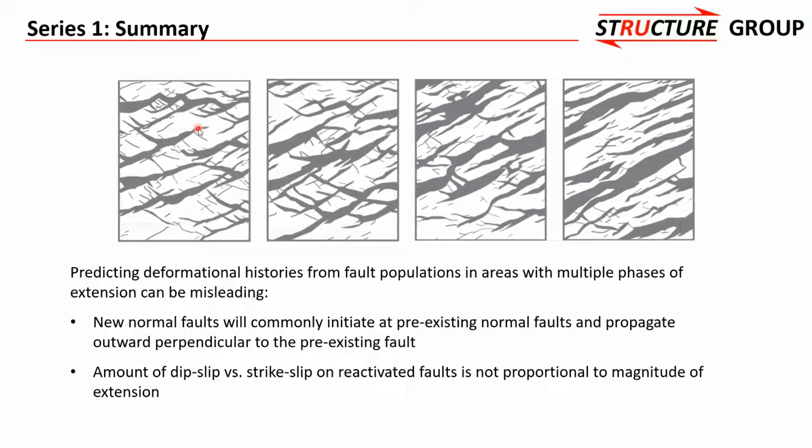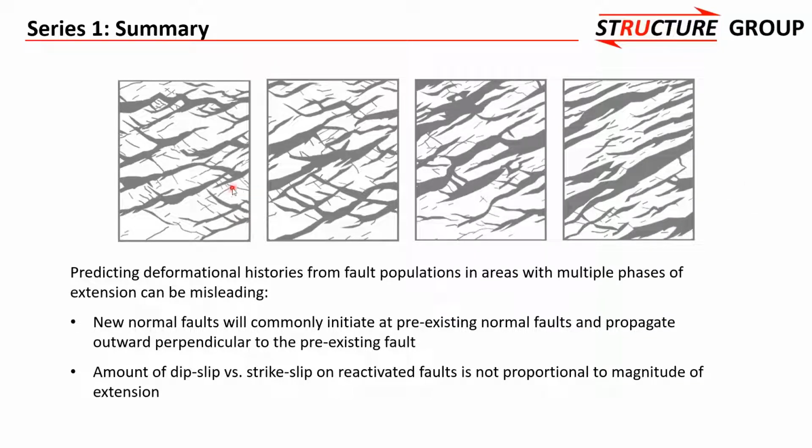What the models show is that new normal faults will commonly initiate at pre-existing normal faults and propagate outward. They do this initially perpendicular to pre-existing faults. So as you can see, there are cases in all of these models where I can find fault patterns that look almost perpendicular to each other.